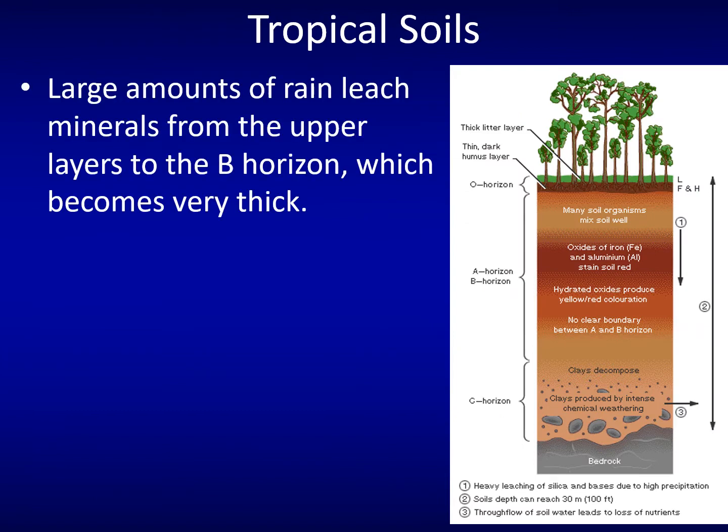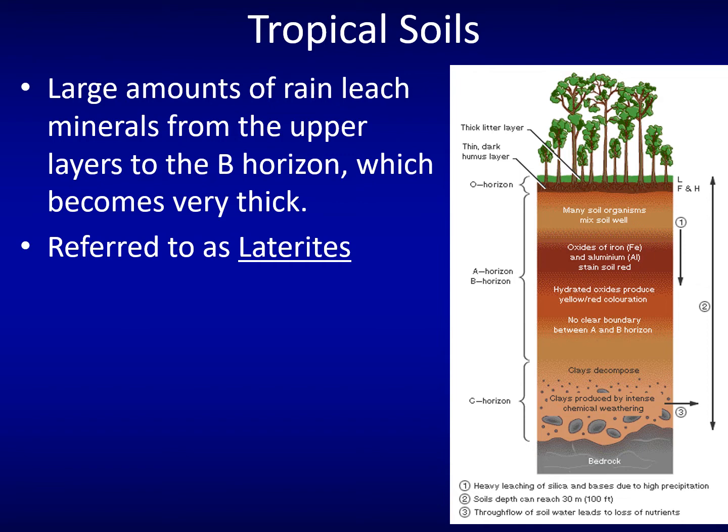Let's start first with tropical soils. Tropical soils have large amounts of rain that leach minerals from the upper layers to the B horizon, which makes the B horizon very thick in tropical soils. It also makes the A horizon pretty small. In fact, a lot of the rain washes away the topsoil. So you usually have a thin A horizon and a thick B horizon.